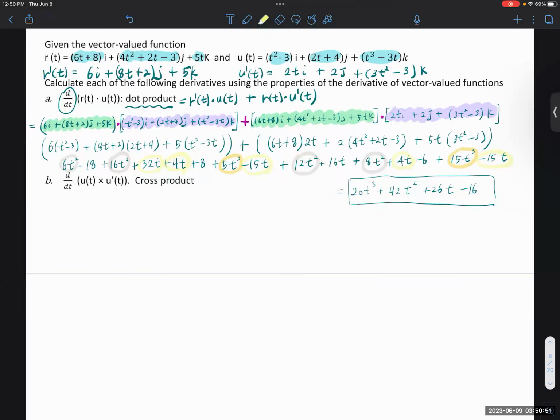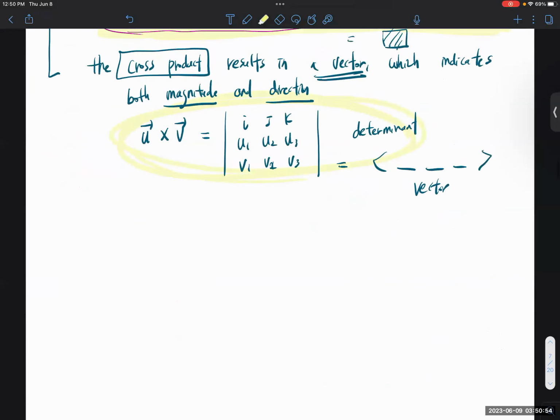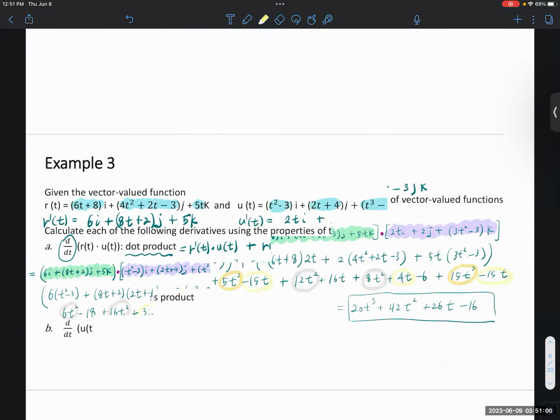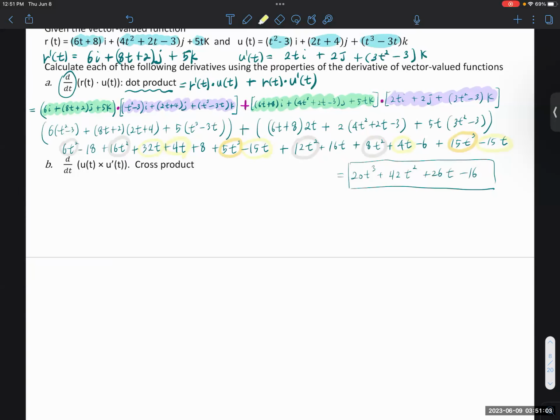All right, cross product. So let me go up here. The cross product, we're going to do the same thing. The product rule, but this time, multiplication is a cross. So let's take a look at it. So here, I'm going to use this color. What are you guys going to do? So we need to adapt number 5 property. So d/dt, you are going u(t) cross u prime(t), correct?